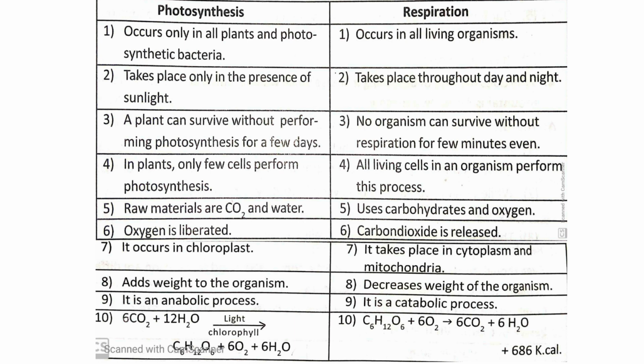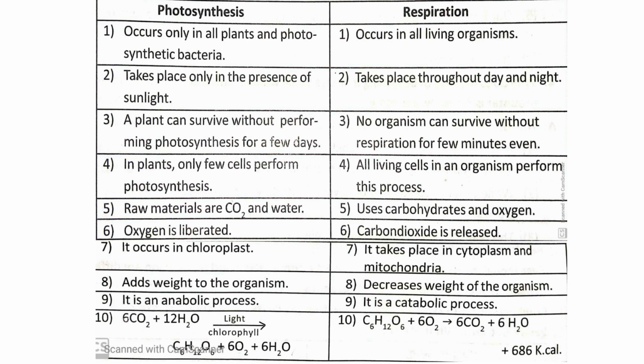In plants, only a few cells perform photosynthesis, but all living cells in an organism perform respiration. Raw materials for photosynthesis are CO2 and water, whereas respiration uses carbohydrates and oxygen. Oxygen is liberated during photosynthesis, whereas carbon dioxide is released during respiration. Photosynthesis occurs in chloroplasts, whereas respiration occurs in cytoplasm and mitochondria. Photosynthesis adds weight to the organism, whereas respiration decreases the weight of the organism.